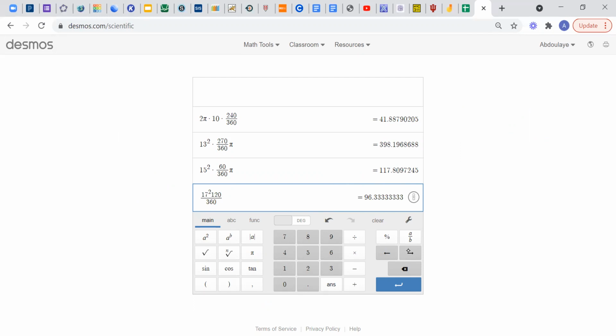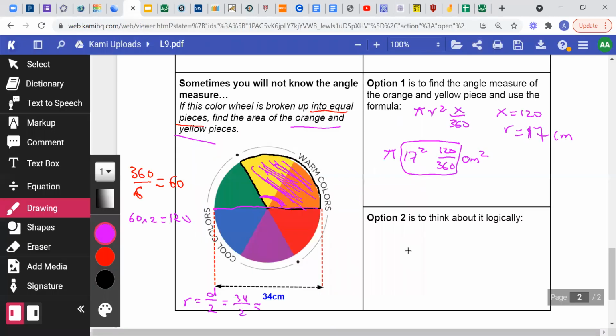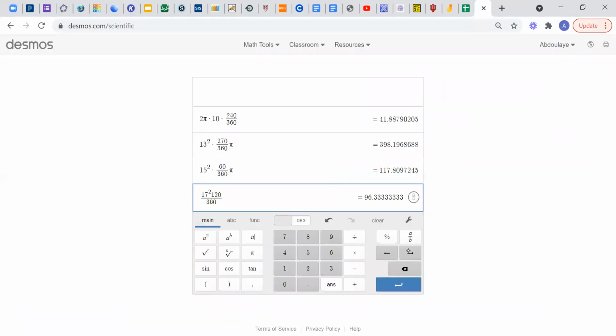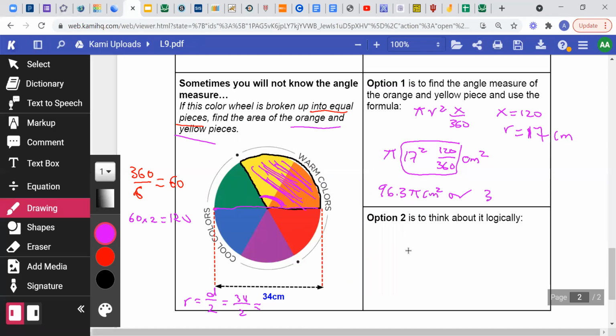That gives us approximately 96.3 pi. So this gives us 96.3 pi centimeters squared. Or if you put the value of pi, that's going to be approximately 302.6, okay? So 302.6 centimeters squared.